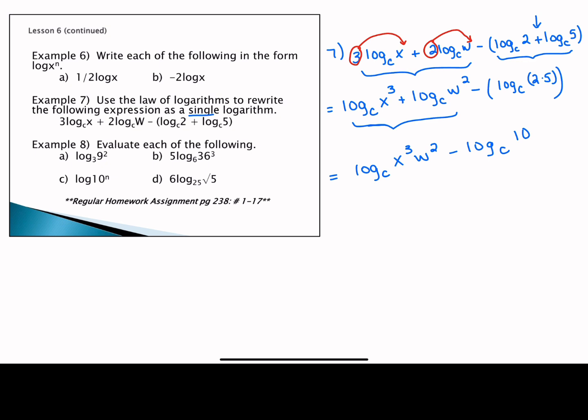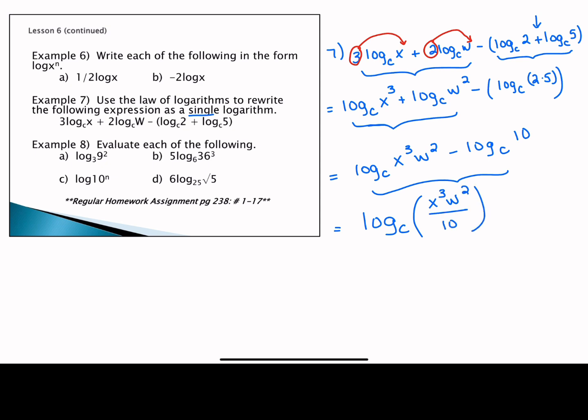Now the last step is to combine these last two logs because once again, they're both base c. We can combine them using our quotient rule. The quotient rule says when you're subtracting two separate logs that have the same base, you can put them together using division. So to rewrite this as one term, you would have log base c out front, and your argument would be the rest of those pieces combined. So you'd have x to the power of 3, w squared, all divided by just 10.